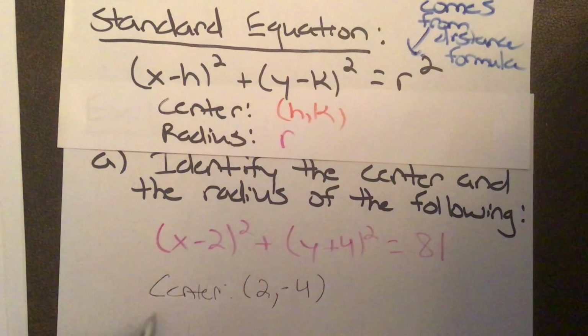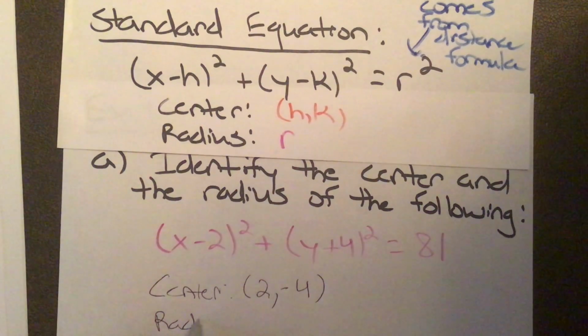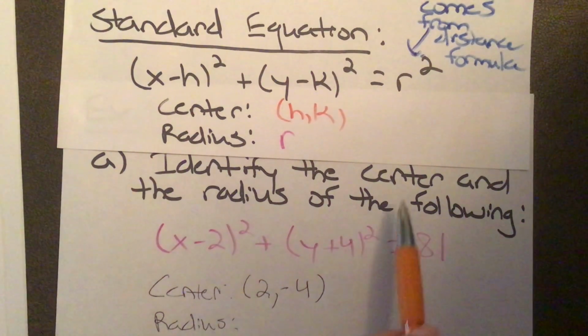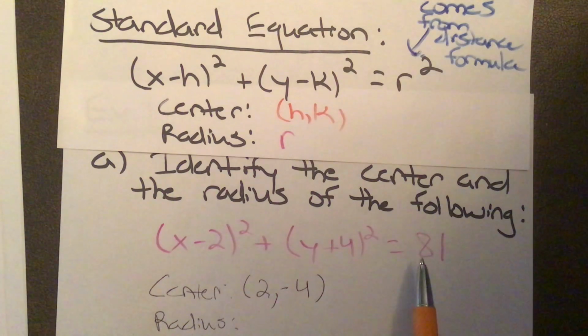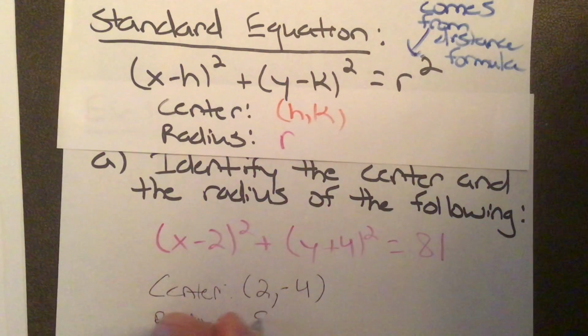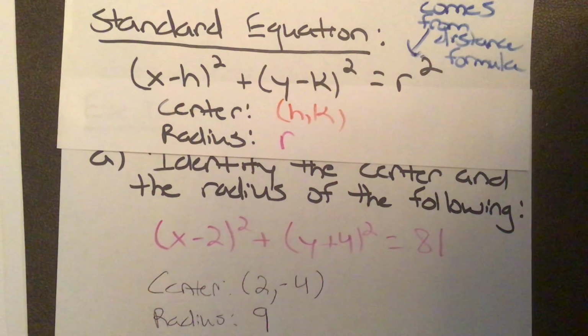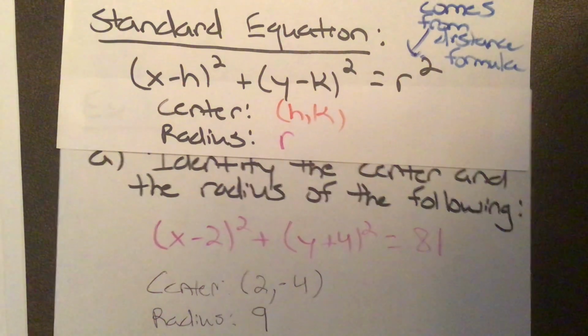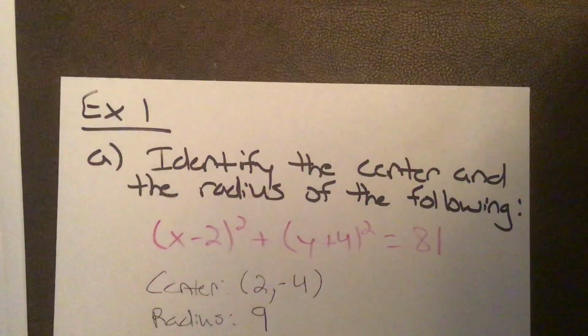And then our radius: remember, it equals r squared. Since this equals 81, our radius is going to be the square root of 81, which is 9. And then, of course, if you wanted to, you could graph it from there. Just graph the center and then count out 9 in each direction.